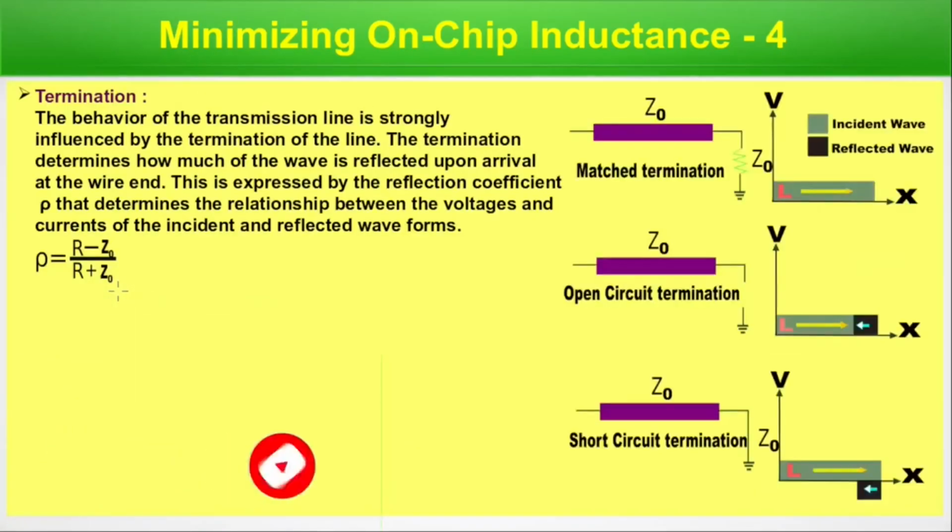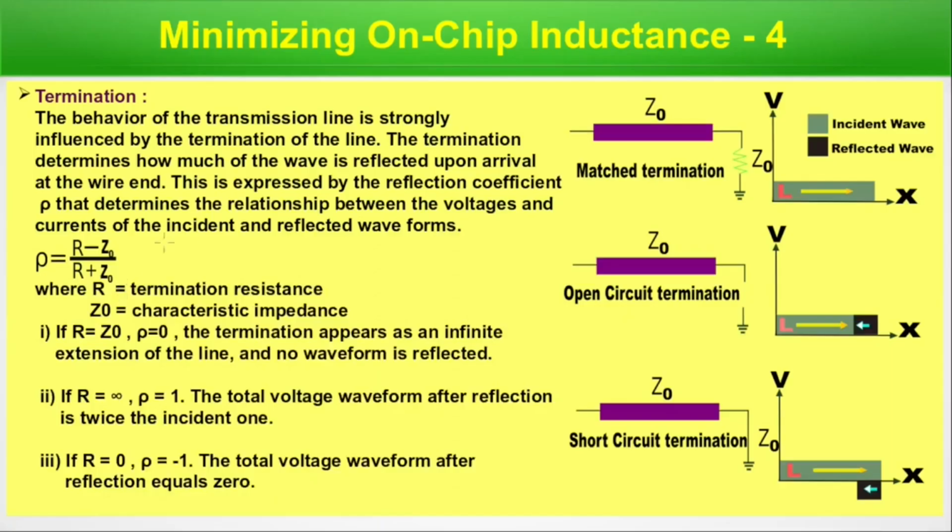Now termination. We said that we will discuss transmission line termination. At this high frequency, obviously the wires behave as transmission lines, and the behavior of a transmission line is strongly influenced by termination of the line. The termination determines how much of the wave is reflected upon arrival at the wire end. This is expressed by the reflection coefficient rho that determines the relationship between the voltages and currents of the incident and reflected waveforms.